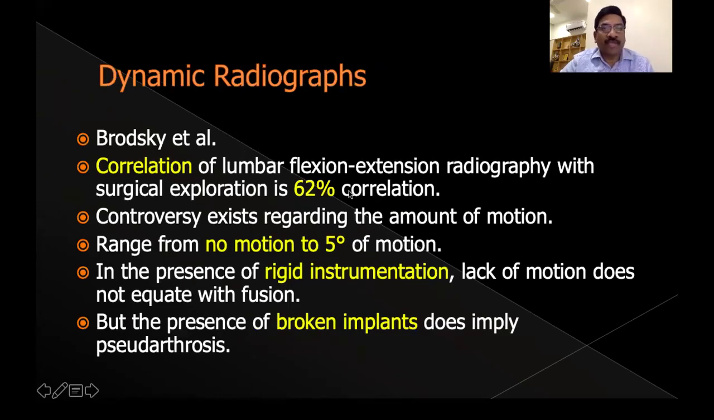The correlation of lumbar flexion extension radiography with the surgical exploration has been done by Brodsky with 62% correlation. The controversy still exists on the amount of the motion to label a patient as a failure of the fusion. It can range from 0 to 5 degrees, and the presence of rigid instrumentation sometimes makes it a problem, because the presence of broken screws always implies that there is a failure of the fusion.